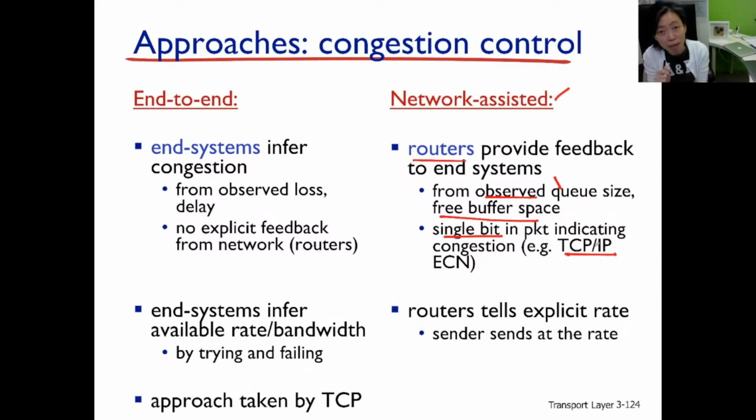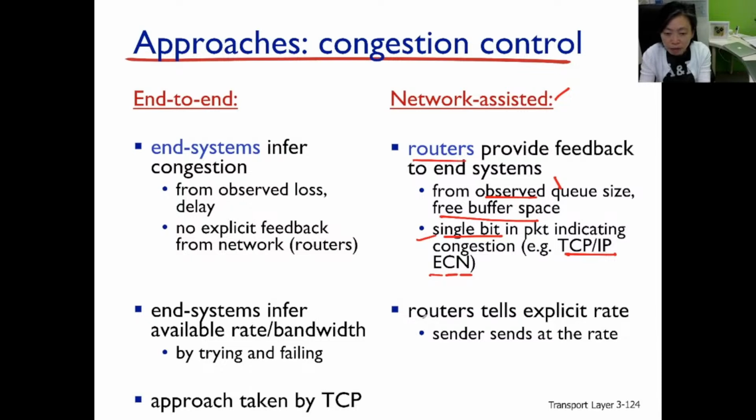So in TCP/IP, or in the internet, we have these special bits, and we call them the explicit congestion notification bits. When a router inside the internet has a queue size that gets large enough, or free buffer space that gets small enough, we set the ECN bits on. Therefore, the receiving end, the TCP receiver, seeing the ECN bits on, can inform the source to slow down. That is how the routers in the network-assisted approach detect congestion and notify the source of the congestion.